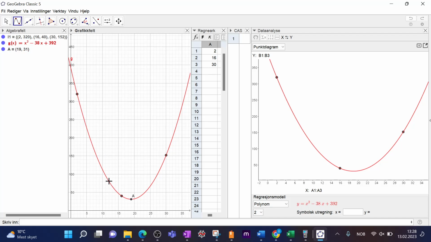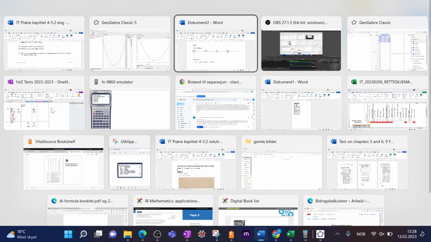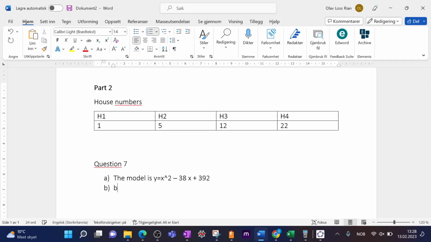And clicking on the curve, it gives me the minimum point (19, 31). It means 19 is the x value, so that's the number of days. On the 19th of July, 31 flies were caught. The y-axis gives you the number of flies. So, B. 31 flies were caught on July 19th.